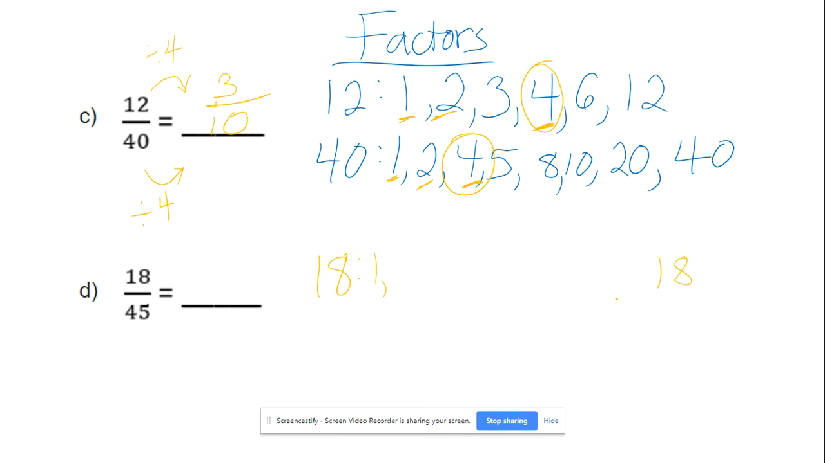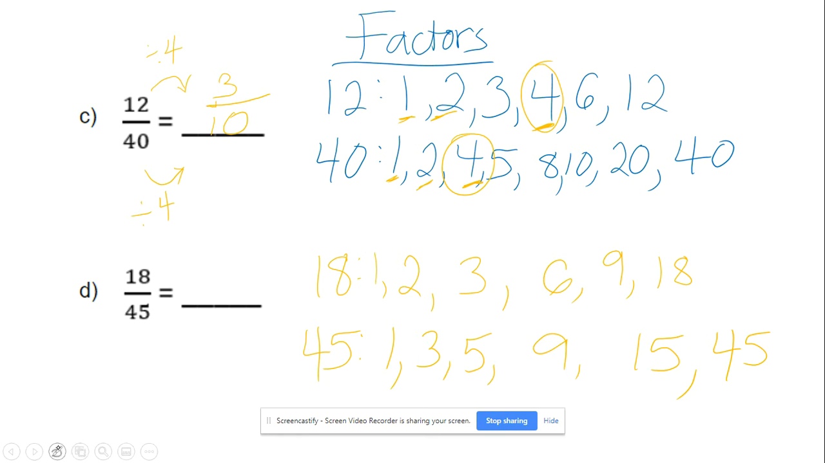1 times 18 is 18. 2 times 9 is 18. 3 times 6 is 18. And that's it. Factors of 45. 1 times 45 is 45. 3 times 15 is 45. 5 times 9 is 45. I think that's it. All right, so let's see which numbers are in both lists.